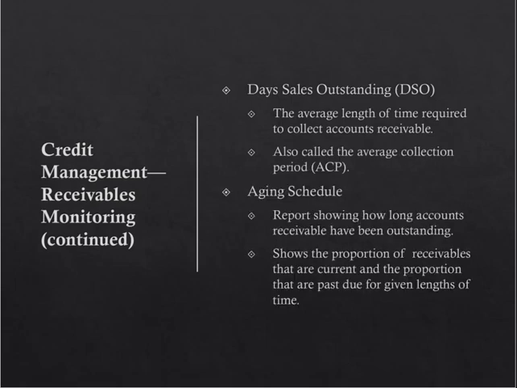We talked a little bit about day sales outstanding. That's the average length of time required to collect an accounts receivable. It's also called the average collection period. We calculated that in the last chapter. The accounts receivable aging schedule is a report, generally by client, that shows how long accounts receivable have been outstanding, and it shows the proportion of receivables that are current and the proportion that are past due for given lengths of time.